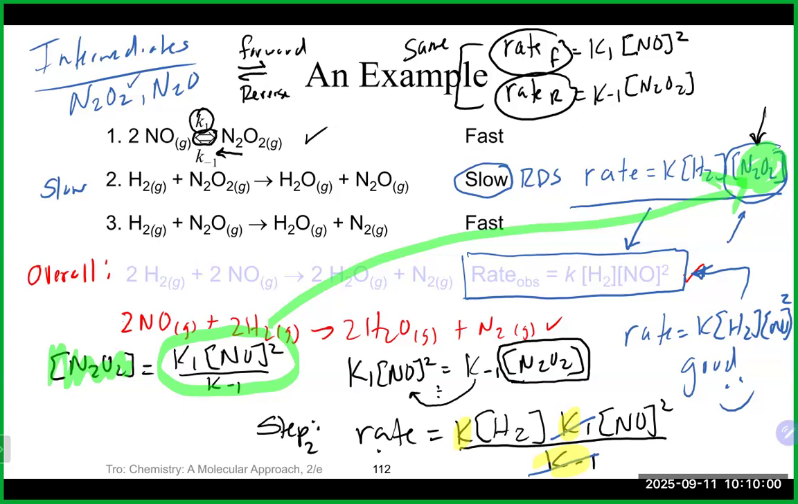Intermediates are things that, when you add the equations together, are completely canceled out and do not appear in the overall reaction. So that's the key to it.